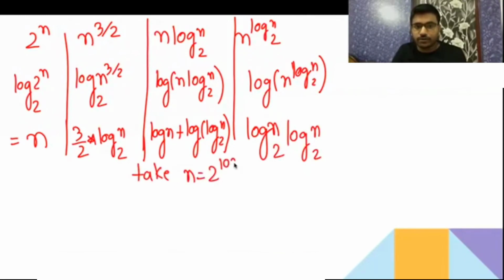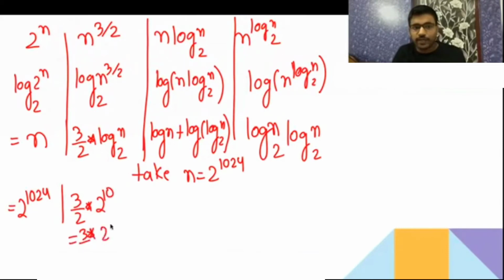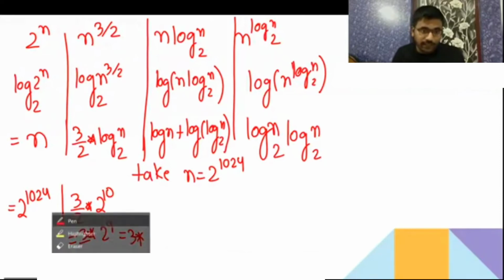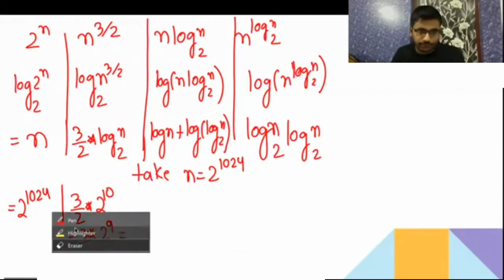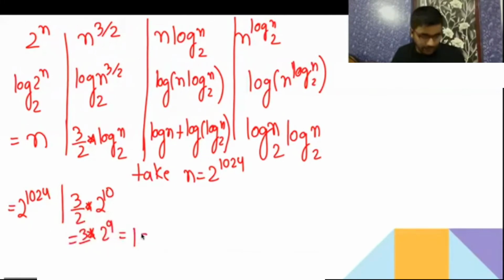2 to the power 1024. So here you are going to get 2 to the power 1024, then 3 by 2 times log n is going to give 2 to the power 10, so it's 3 by 2, 3 into 2 to the power 9. If you do the multiplication, you are going to get 1536.